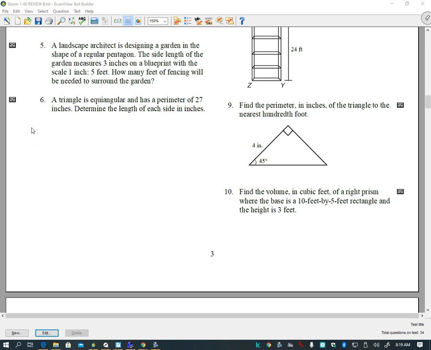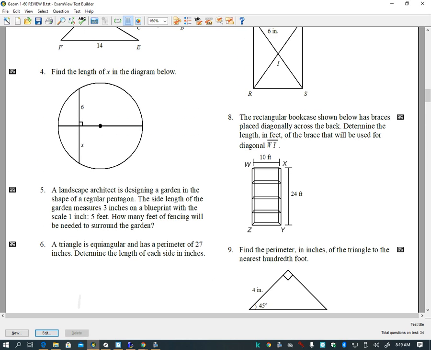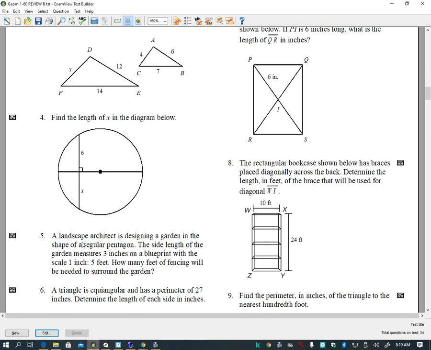Okay, you guys listed 6 and 7. Nobody missed those, at least not in this class. Okay, let's look at question number 8.